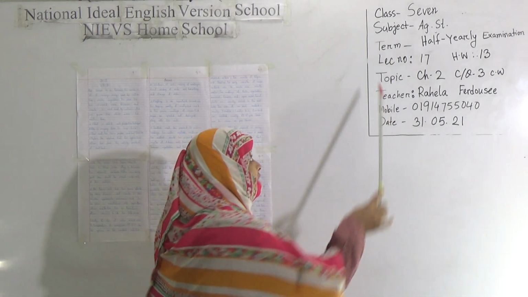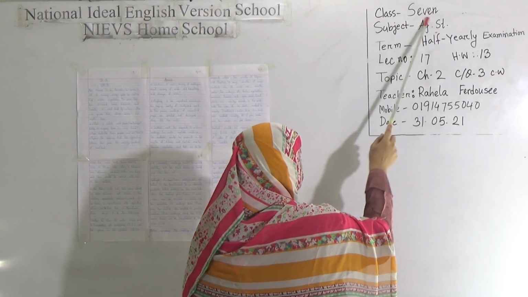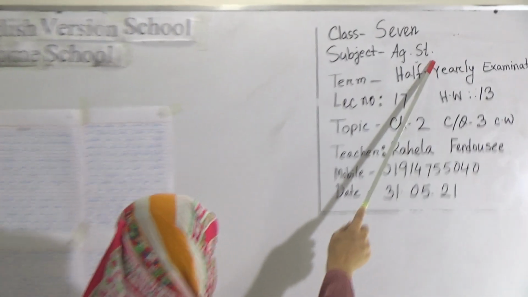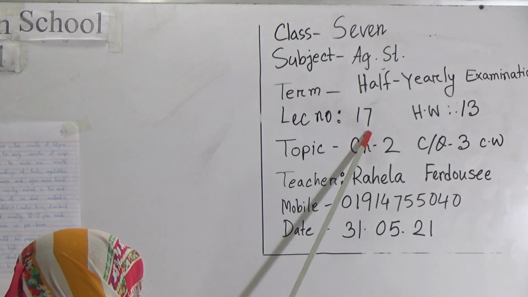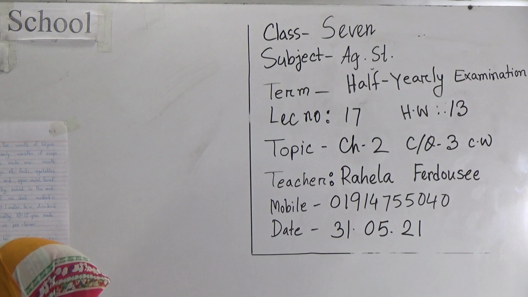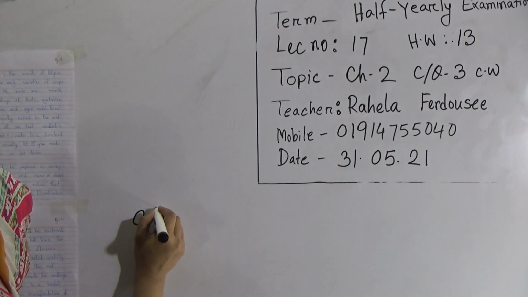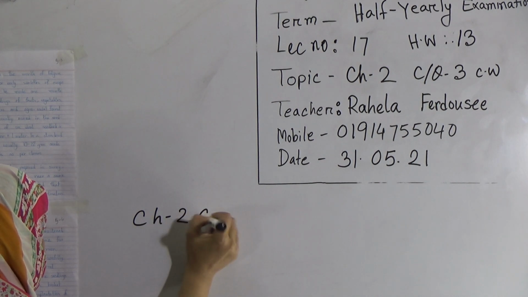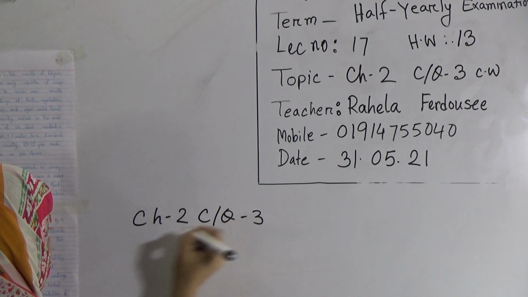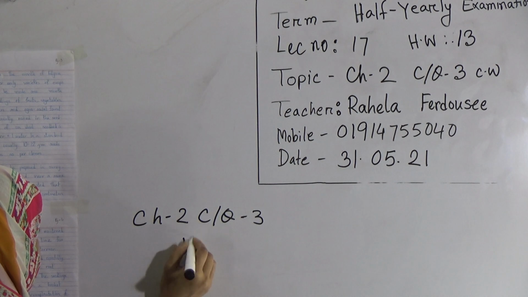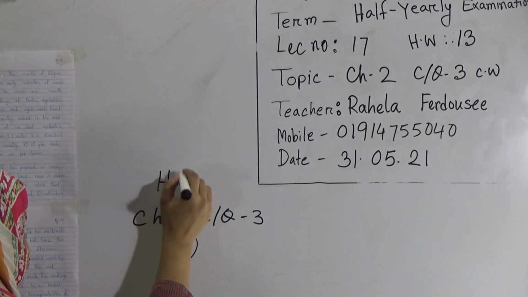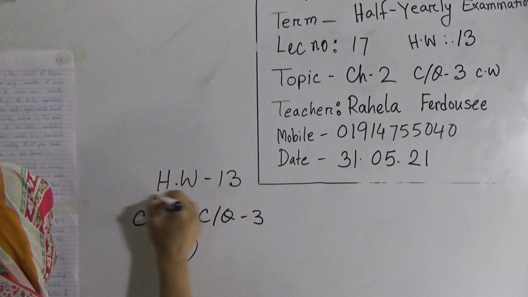Today I'm going to have a class with the students of class 7. Our today's subject is Agriculture Studies. Our today's lecture number is 17 and HW number is 13. Our today's HW is CQ Chapter 2, CQ 3. You will do number D. This is HW number 13.